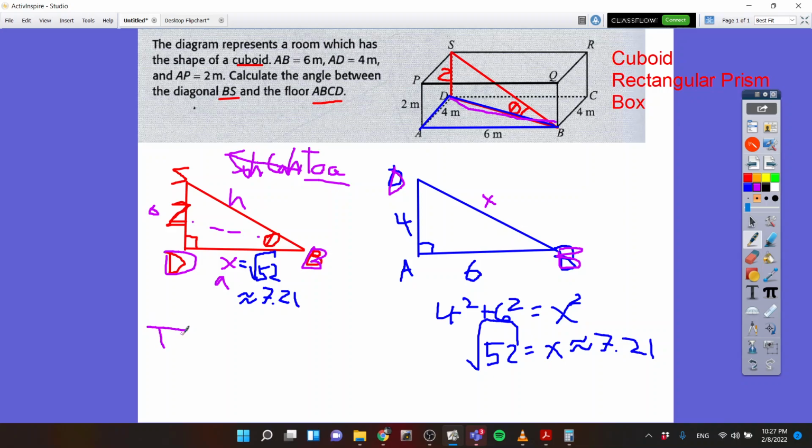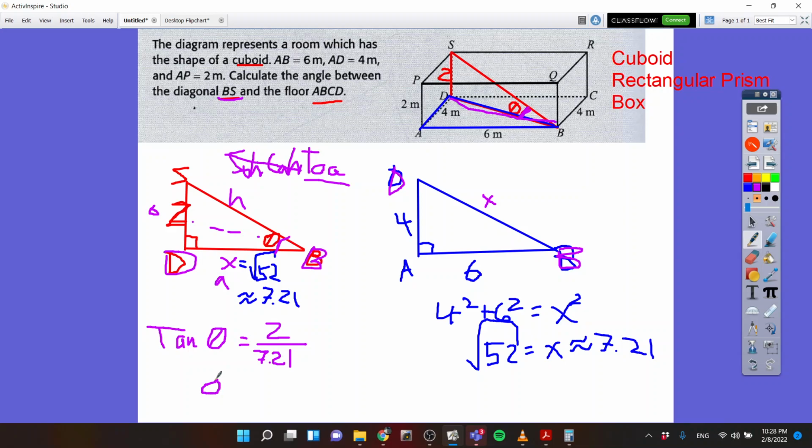So I would think tangent of our angle theta, and this is the angle we wanted, the diagonal BS and the floor, that's the angle we're looking at. So good, this is what we want to find. That's our objective in the whole question. And tangent is opposite over adjacent, so I would get 2 over either the square root of 52 or 7.21. Doesn't matter. Most of you will probably be more comfortable taking the 7.21.